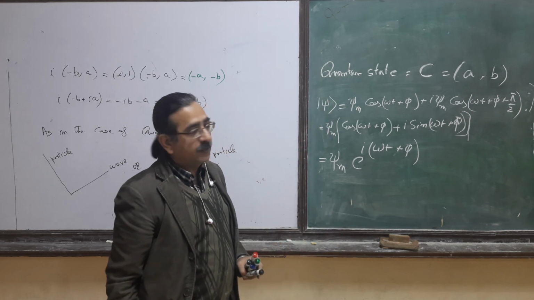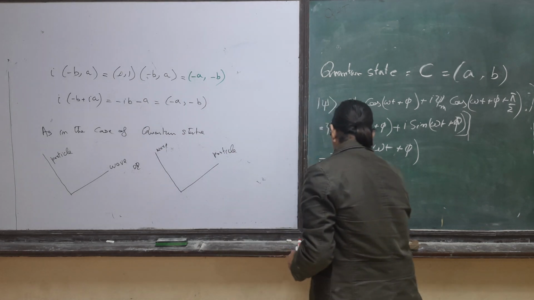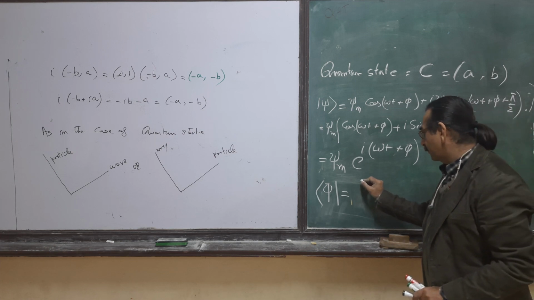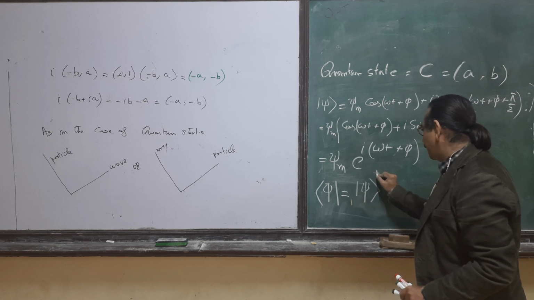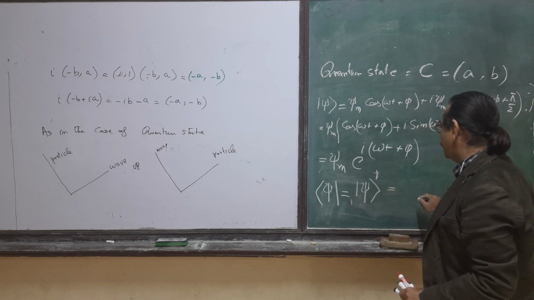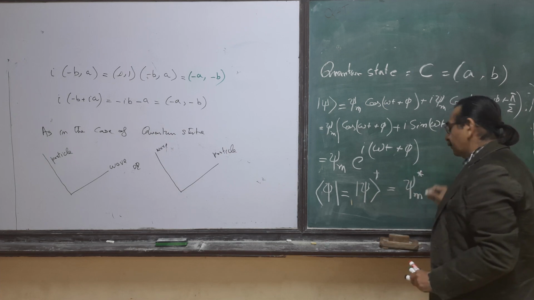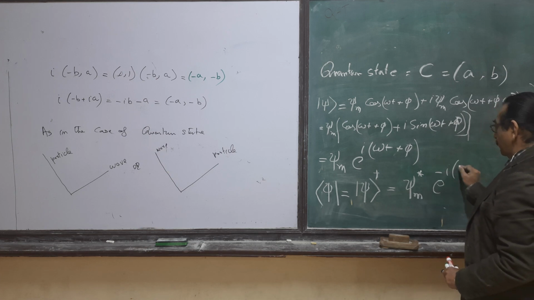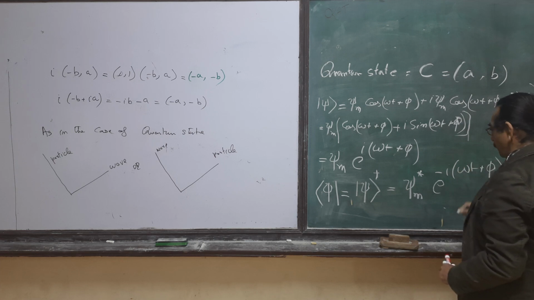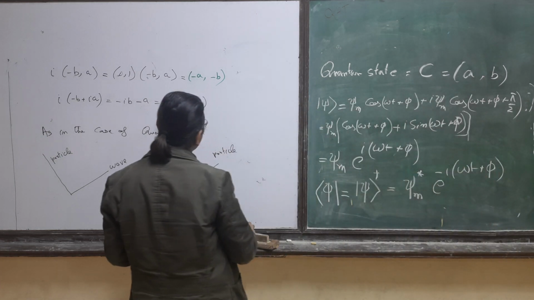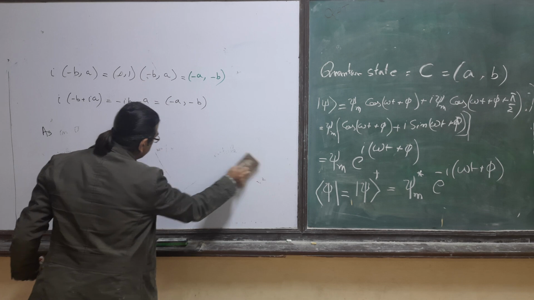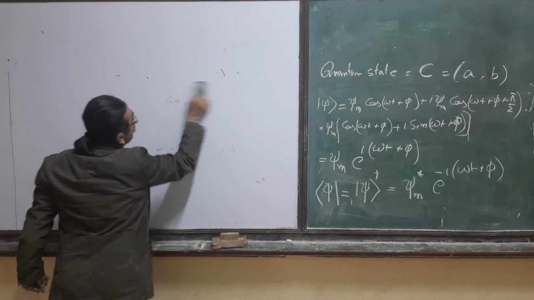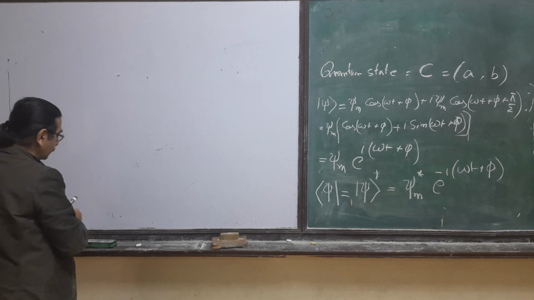So this is the psi and psi. Okay, and this will be the Hermitian conjugate, and this will be a complex conjugate. Fine.